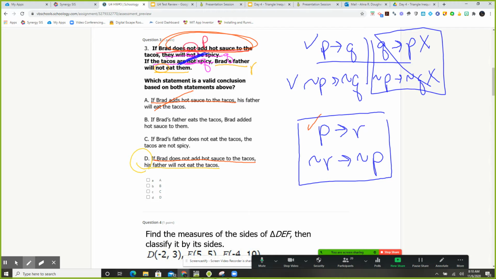But let's look at B and C. If Brad's father eats the tacos, so that's not R, that's this, then Brad added hot sauce to them. He added hot, so this maybe works too. What's the difference between those two? If Brad's father eats the tacos, then he added hot sauce to them. If Brad does not add hot sauce to the tacos, his father will not eat them. I think both B and D work. Does anybody know which one was marked correct? I might have to give you a point back on that one.